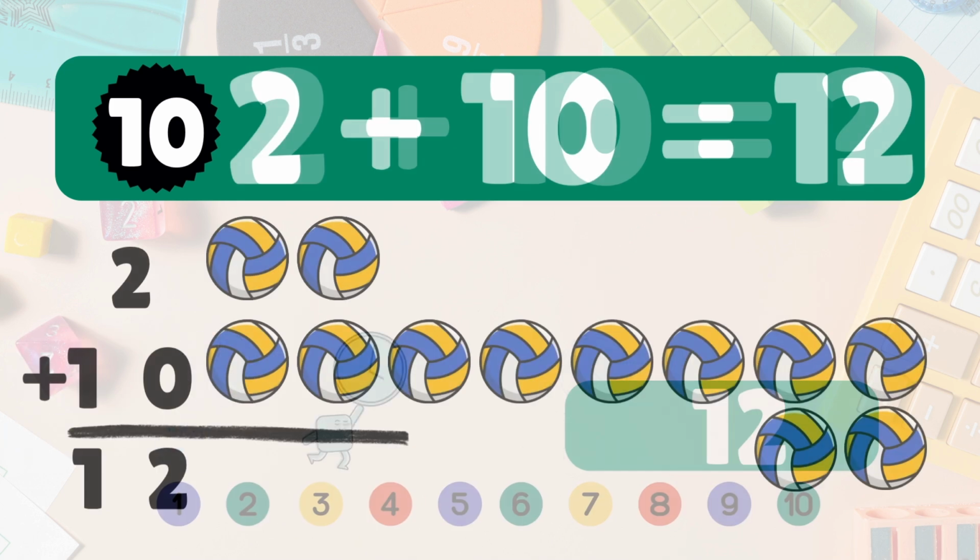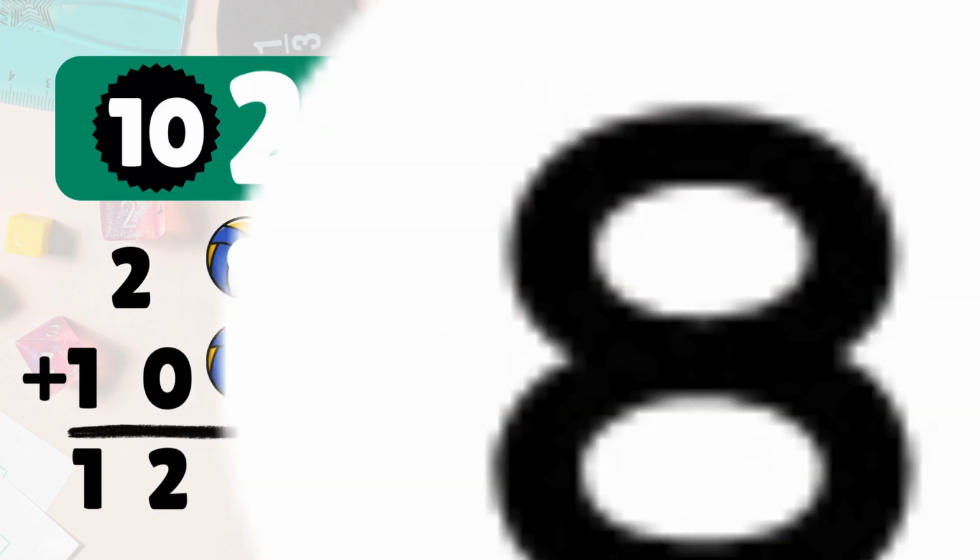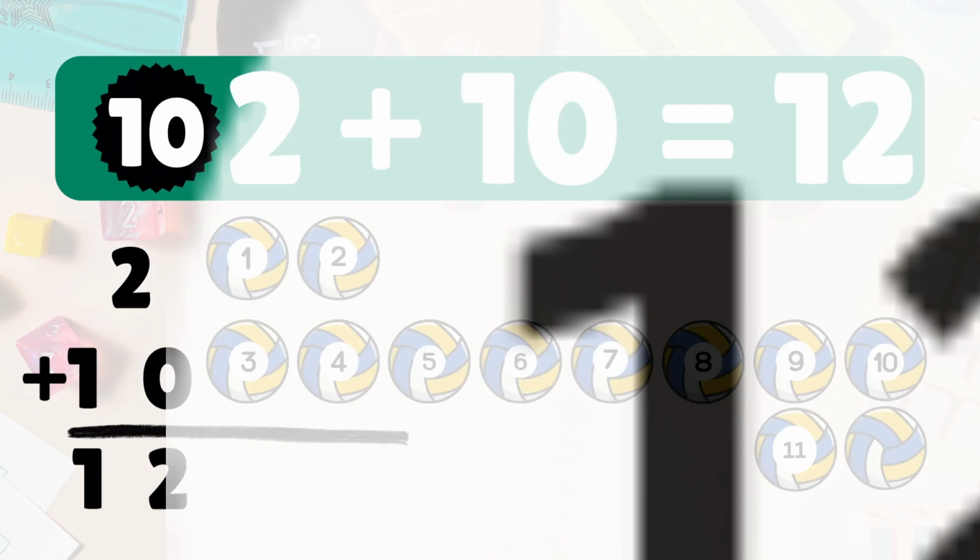Two plus 10 equals 12. Big one. Let's count all the way to 12. Ready? Go. 1, 2, 3, 4, 5, 6, 7, 8, 9, 10, 11, 12.